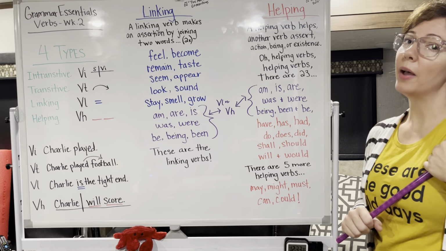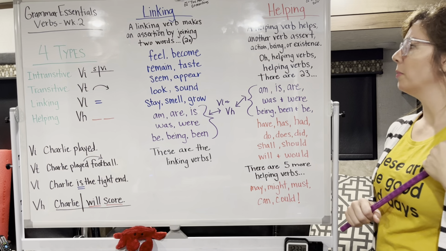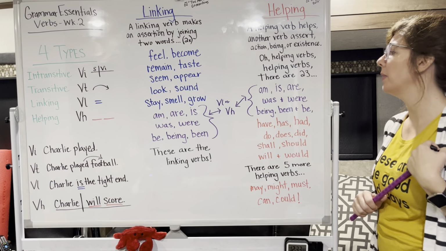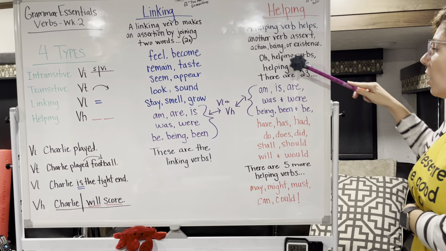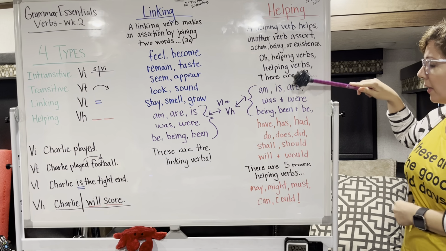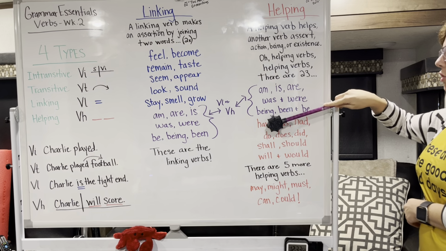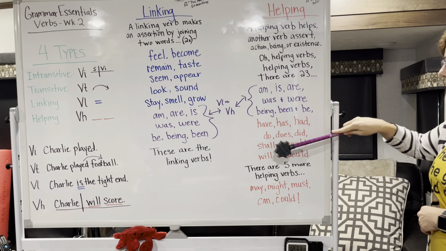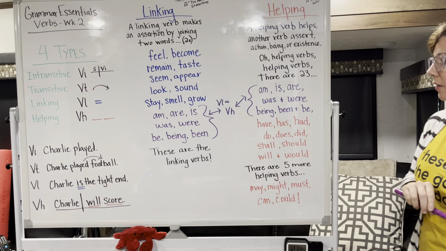A helping verb helps. Another verb assert. Action, being, or existence. Oh, helping verbs, helping verbs. There are 23. Am, is, are, was, and were, being, been, and be. Have, has, had, do, does, did, shall, should, will, and would. There are 5 more helping verbs. May, might, must, can, could.